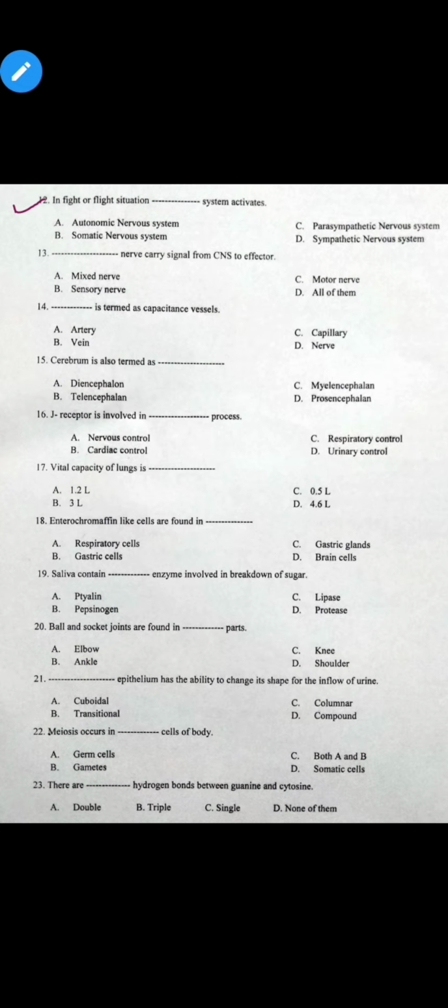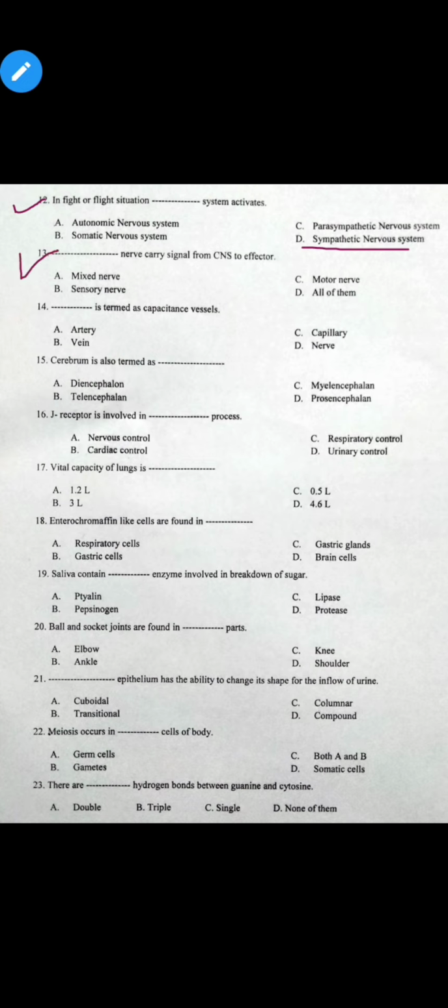MCQs number 12. In flight situation, that system activates. Option A autonomic nervous system, option B somatic nervous system, option C parasympathetic nervous system, and option D sympathetic nervous system. So the correct option is the option D. In fight or flight situation, sympathetic nervous system activates.